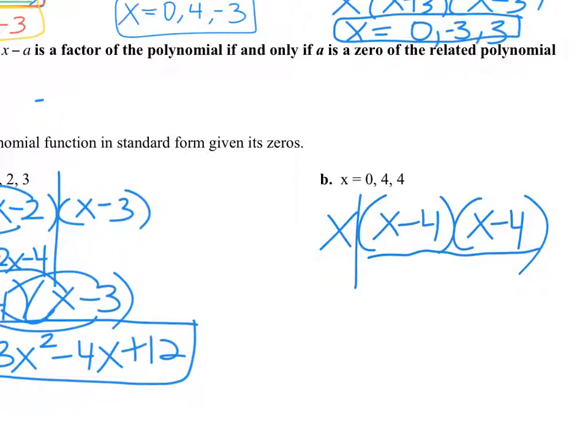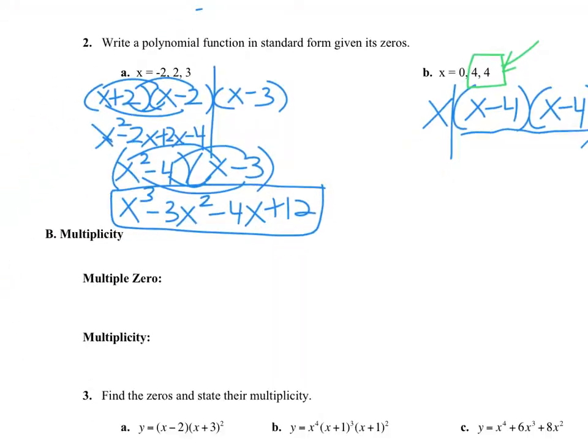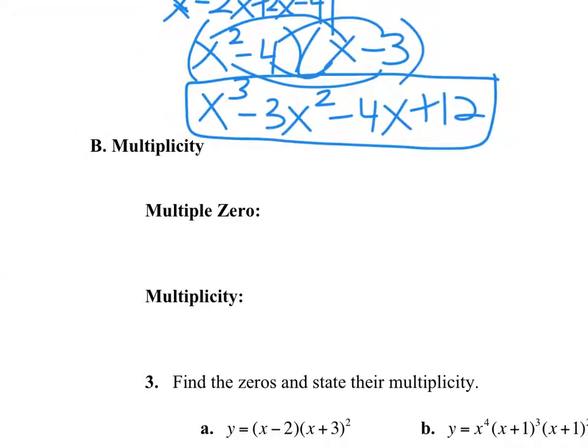All right, see this right here? See how 4 happened twice? That's special, and it's going to have a special term, okay? So here we go. We're going to talk about multiplicity.